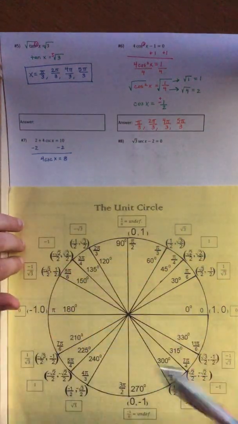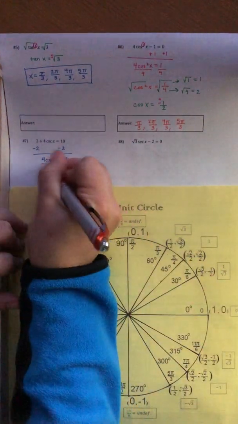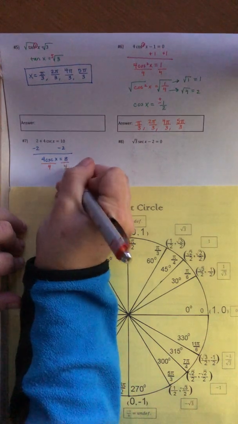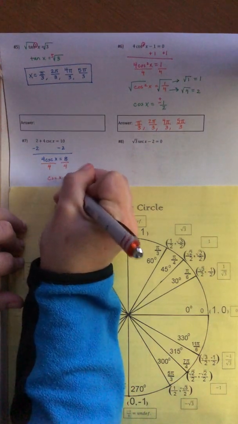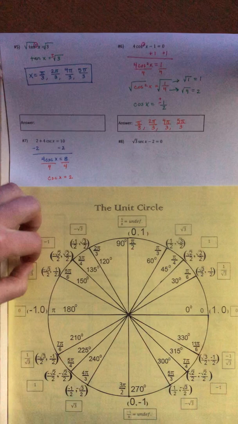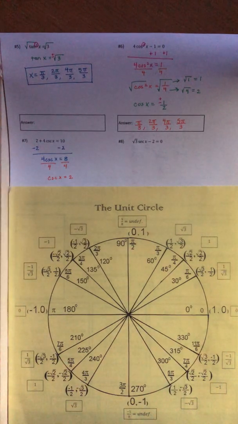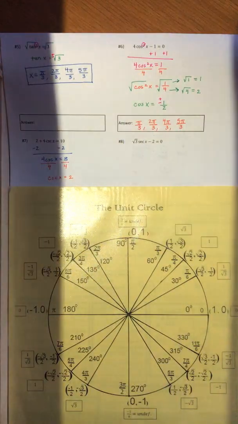Then I'm going to be dividing by 4. Now there is not a cosecant on my unit circle. Let me see if I can get some more light in here for you.